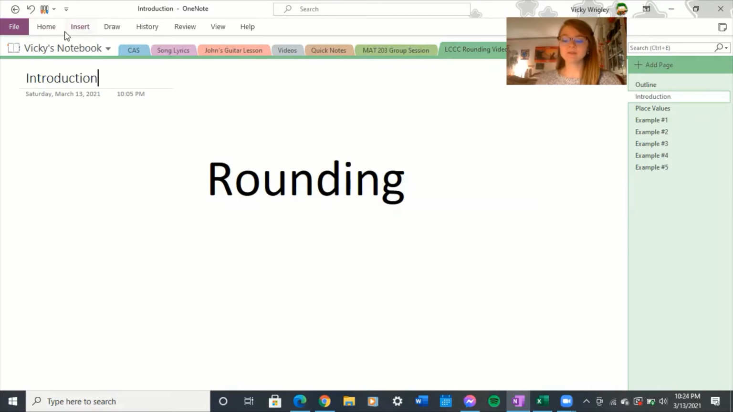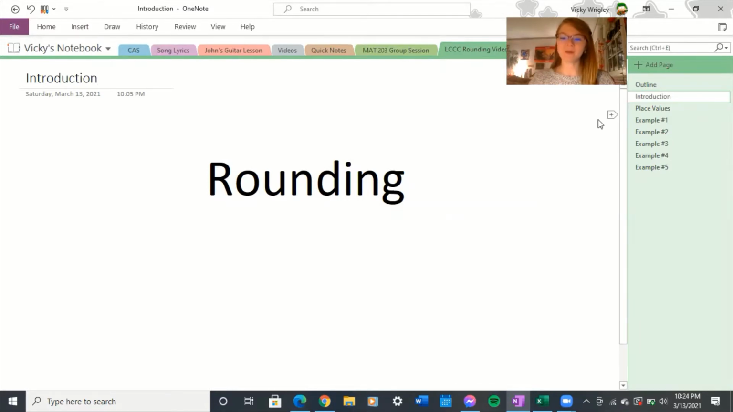A concept I've seen many students struggle with is rounding. So today I'm going to spend a little time and talk to you about rounding. We're going to talk about what rounding is. We're going to go over a little bit about place values. We're going to walk through some examples, including whole numbers and decimal numbers. And finally, at the end, we're going to cover front-end rounding.